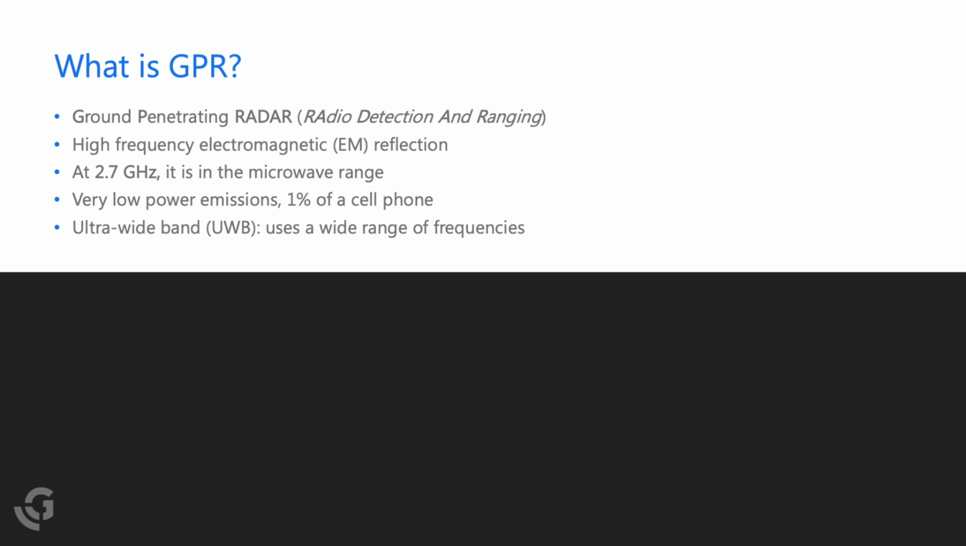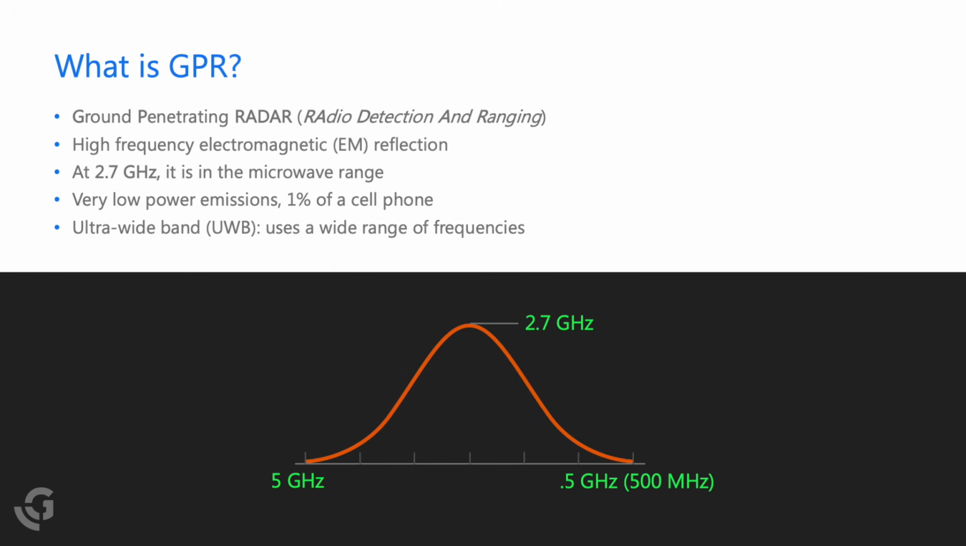At 2.7 gigahertz, we're at an appropriate frequency for concrete inspection. It's important to note that GPR is very safe to be around, with very low power emission rates, less than 1% of the signal strength of your cell phone. We're transmitting an ultra-wide band of energy, or wide band of frequencies. Think of it as a bell curve. In this case, we're not only transmitting at the 2.7 gigahertz frequency, but it also has an upper and a lower limit.